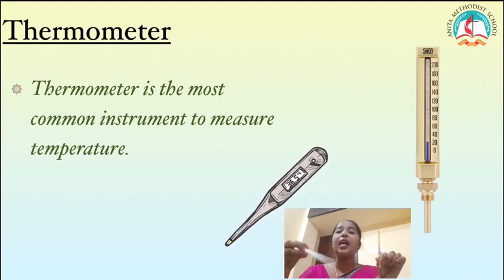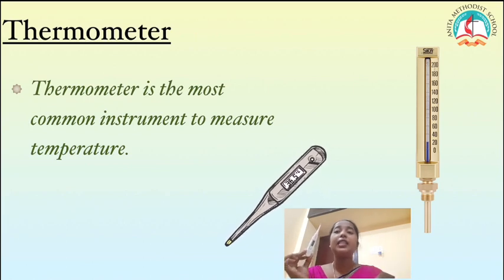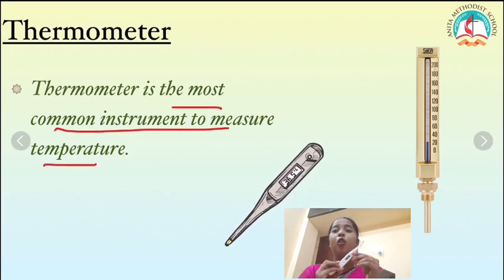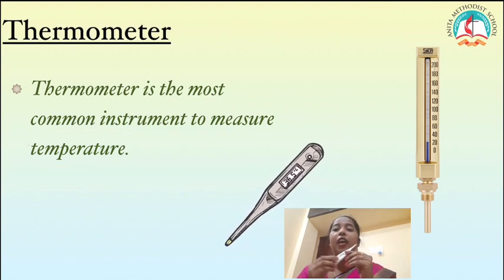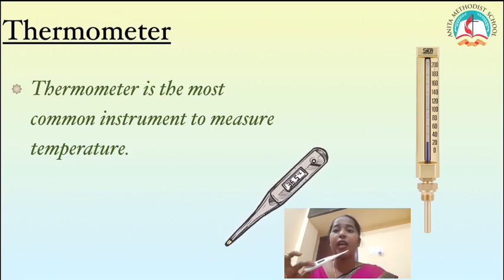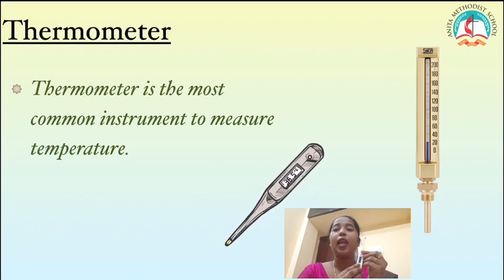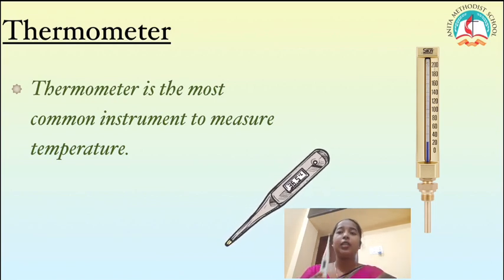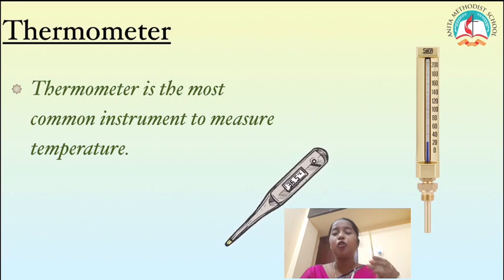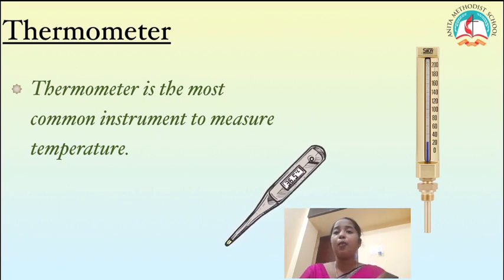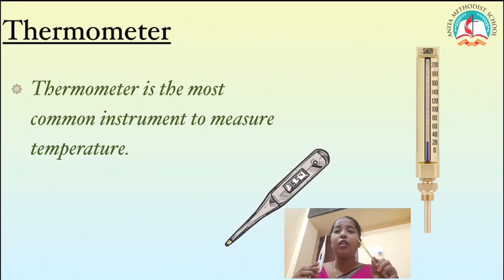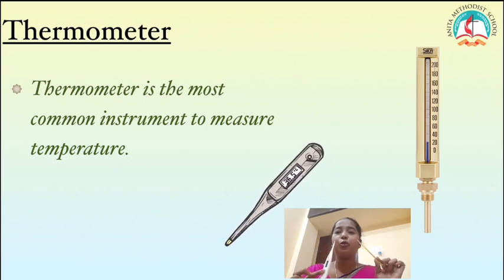This is another type of thermometer, the digital thermometer. When you press this button, you will find a number here. When you keep it under your tongue, it will show how much temperature you have. This is a digital thermometer, and this is a glass tube thermometer. There are various other kinds of thermometers too. I have two thermometers at home, so I showed them to you.